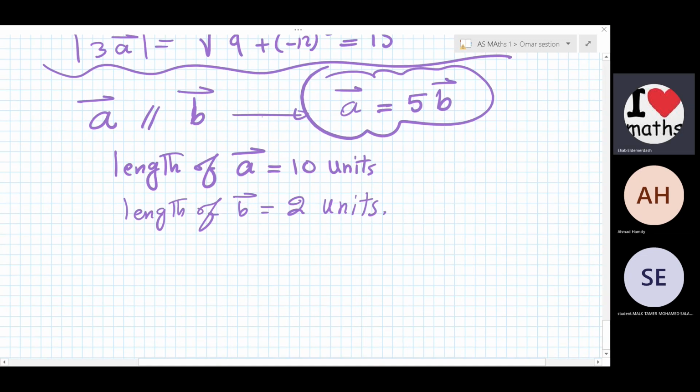So I have the first vector equal to 5 times the second vector. The whole idea is that we get the length of A as, for example, 10 units. And since the vector A is 5 of the vector B, the vector B could be 10 divided by 5, which equals 2. Is there any problem with this?